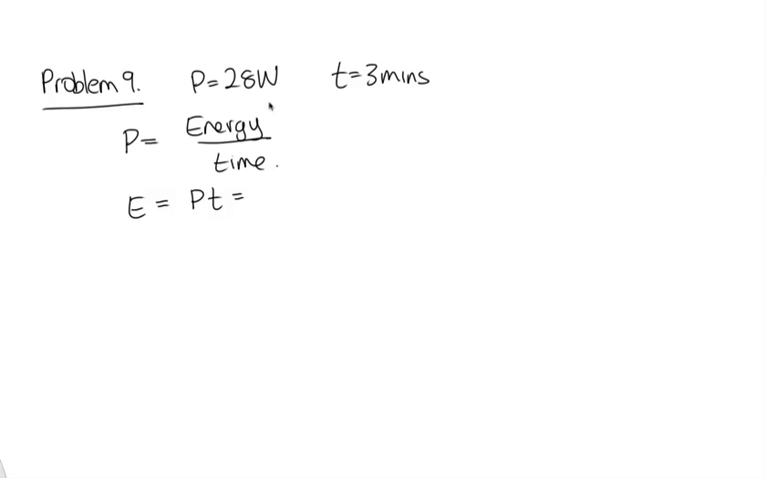Now in this case the power is in watts and we need to get the time into seconds. So we've got 28 watts and the time is 3 minutes, which is 3 times 60 seconds. And so this gives us 5,040 and the units for energy is joules. So 5,040 joules is the answer to this one. Except that we should probably only give it to one significant figure, so we can write it as 5,000 joules. Problem 10.